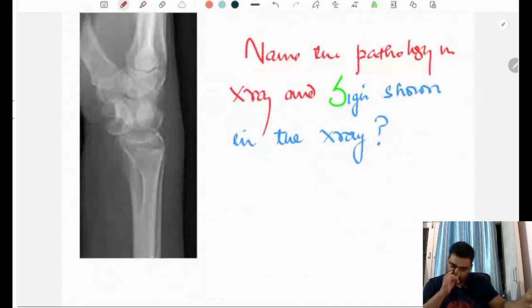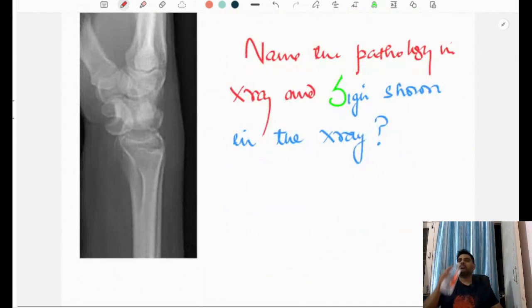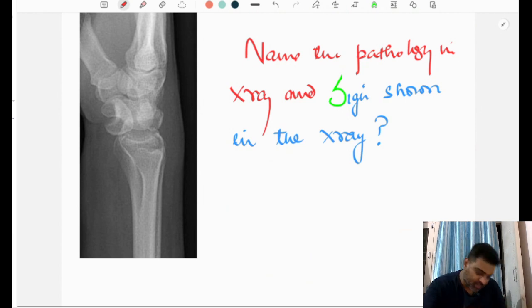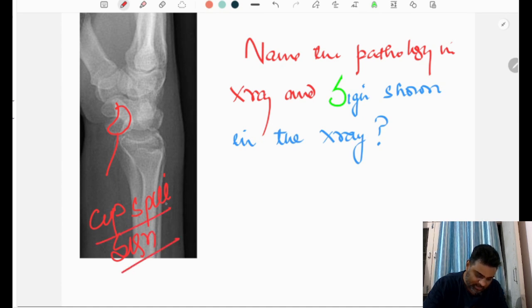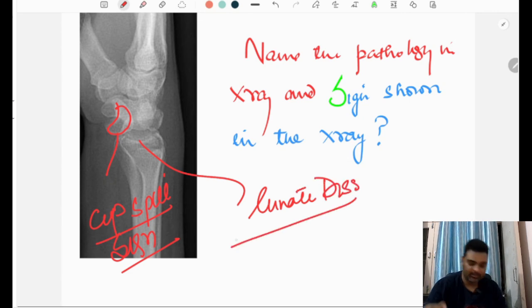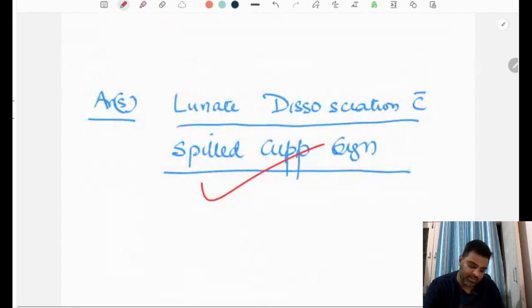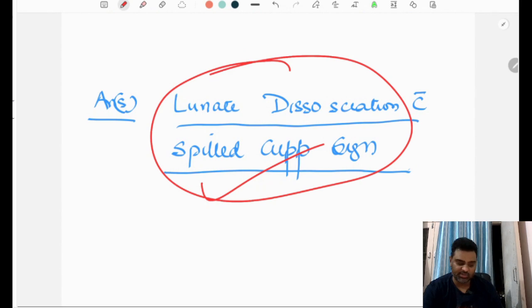Now name the pathology in this X-ray. So this is very difficult. This is like a cup which is spilling. So this is known as the spilled cup sign, seen in cases of lunate dislocation. So the spilled cup sign, or cup spill sign, is seen in cases of lunate dislocation.